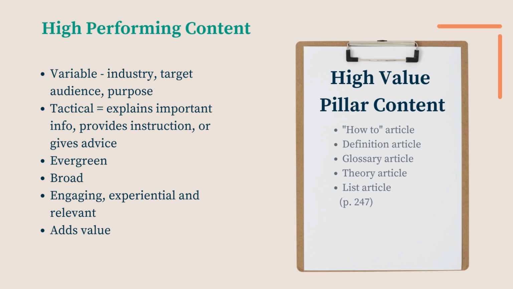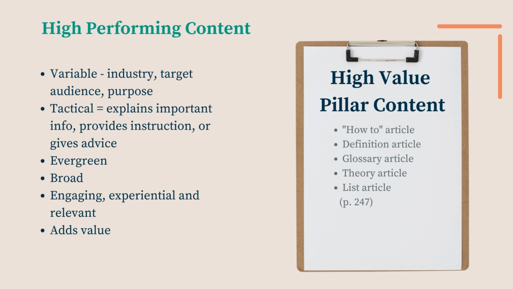After looking at each rung on the ladder, it's important to reflect on what having high value content means for an organization, what that looks like, and why it matters. So on the right, you'll see five popular types of pillar content, high value content, that the text describes as high value because these types address an audience need and present easily digestible, usable info. This could include something like a how-to article, a definition article, a glossary article, a theory article, or a list article. And any of these can be repurposed.